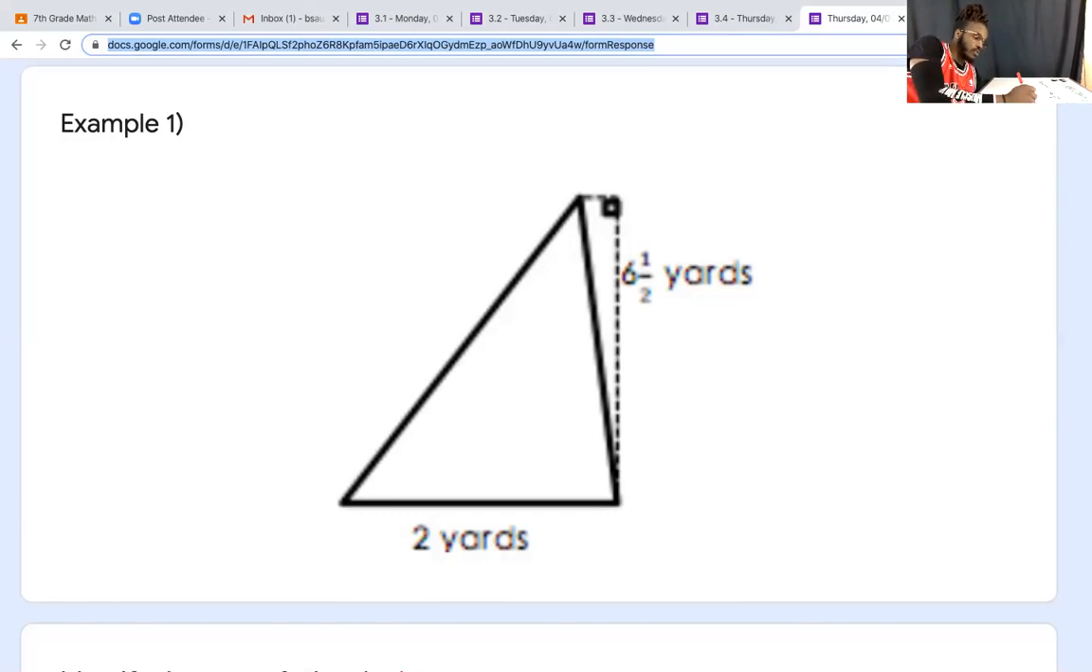Area equals 1/2 times base times height. And I see that my base is 2. So I'm going to do 1/2 times 2/1 times 6.5. But I'm going to turn that into an improper fraction beforehand. So 6 times 2 is 12 plus 1 is 13. So it's going to be 13/2.